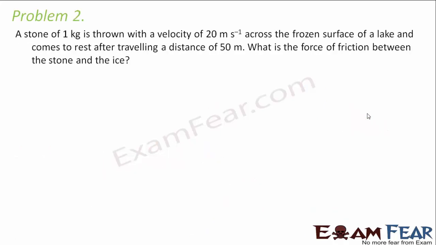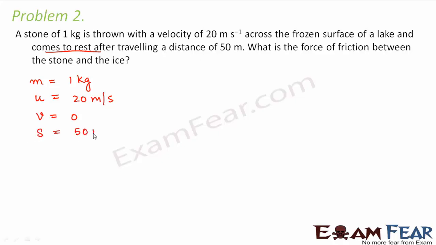Let's look at problem 2. It says a stone of 1 kg is thrown with a velocity of 20 meters per second across the frozen surface of a lake and comes to rest after traveling a distance of 50 meters. So what are the values that are given here? Mass of the stone is given. It was thrown with a velocity. That means the initial velocity was 20 meters per second and later it comes to rest. That means final velocity is 0. After traveling a distance of 50 meters. So S is equal to 50 meters. So what is the force of friction between the stone and the ice?